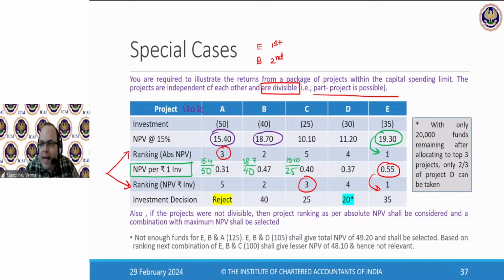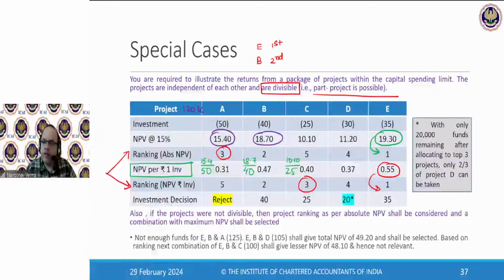So my relevant point to start with: the division criteria will depend on whether the projects are divisible. Yes, they are. If projects are divisible, then please select on the basis of NPV per rupee invested. You have to select on the basis of that, and that means in this case, I'm talking about project E. So let's discuss this solution now.